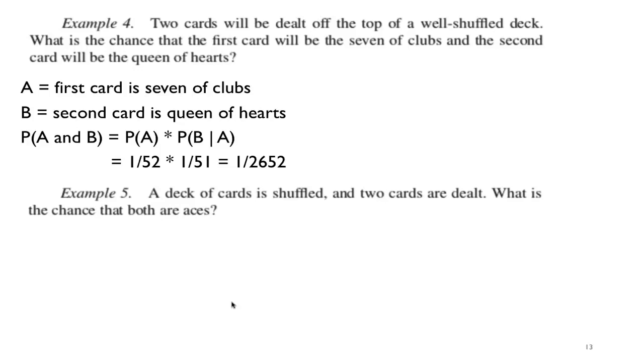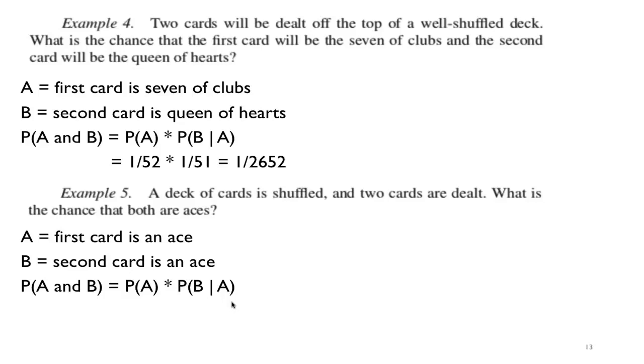Okay, let's do another problem where you have 2 cards that are dealt from a well-shuffled deck. What's the chance that both are aces? Again, A is the first card being an ace, B is the second card being an ace. To find the probability of both of them happening, we have to find the probability of A happening times the probability of B given that A has happened.